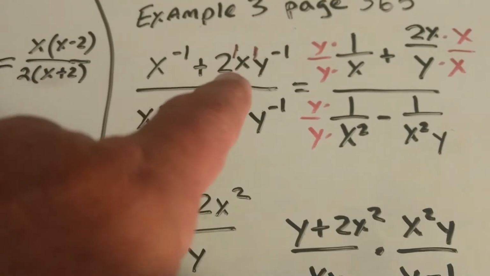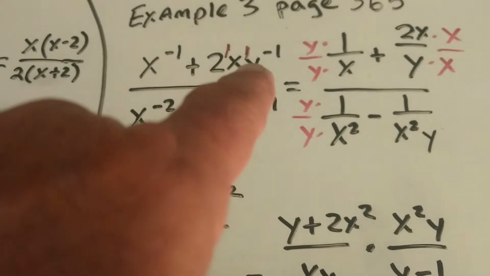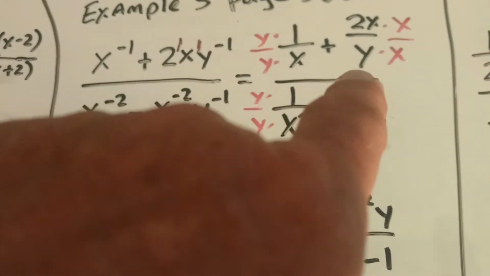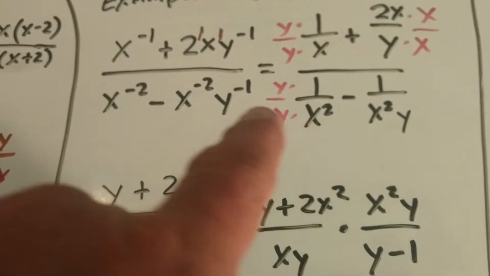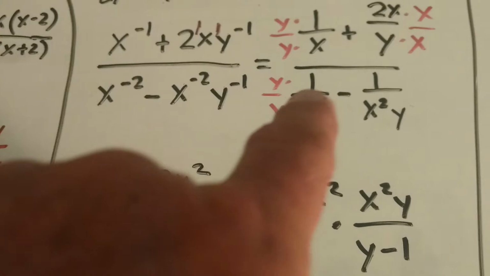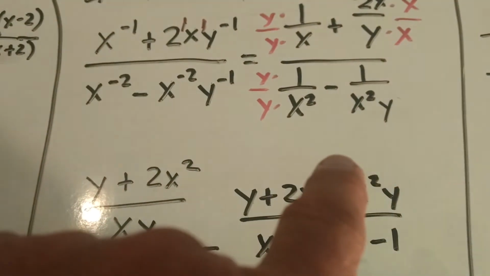2 times x times y to the negative 1, the only thing that goes on the bottom is the y, because it's the only negative exponent. This becomes 1 over x squared. Both of these are negative, so it becomes 1 over x squared y.